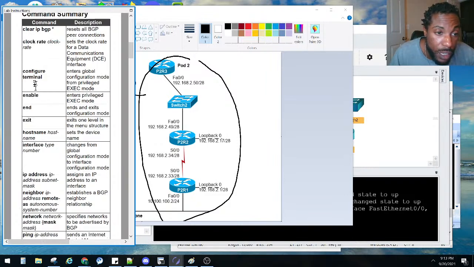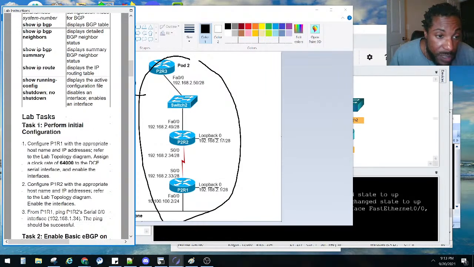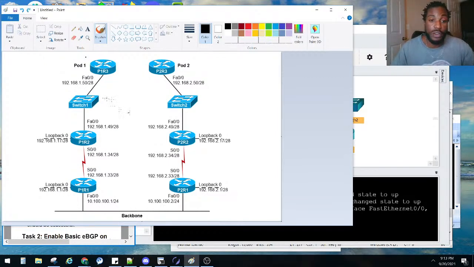So basic global config commands and the network and the neighbor statement. Lab task, we'll go ahead and jump right into it. Lab task 1, perform initial configuration. So basically, we got to do some basic IP addressing. Yeah, I'm pretty sure y'all know how to do that.